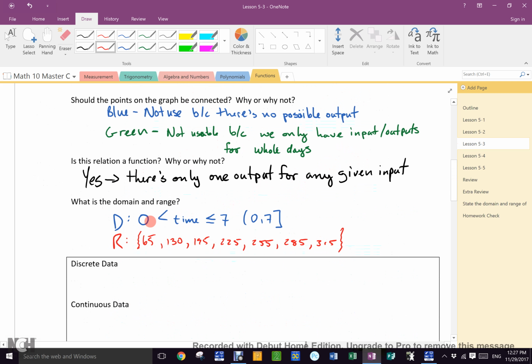This says I can be any number between 0 and 7. I don't have that option in the range, do I? I can only be those. So I have to list them point by point. Okay? Everybody? Awesome. Now we have 2 new words here.